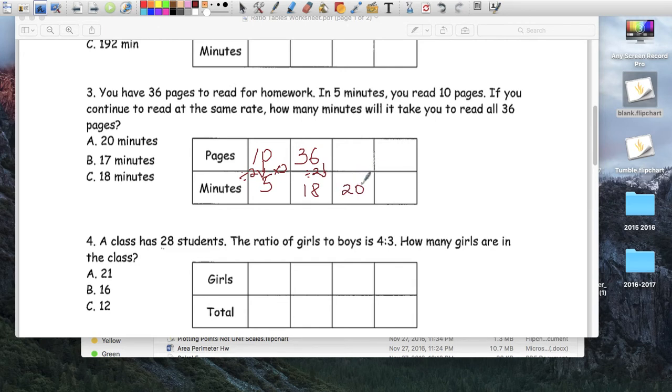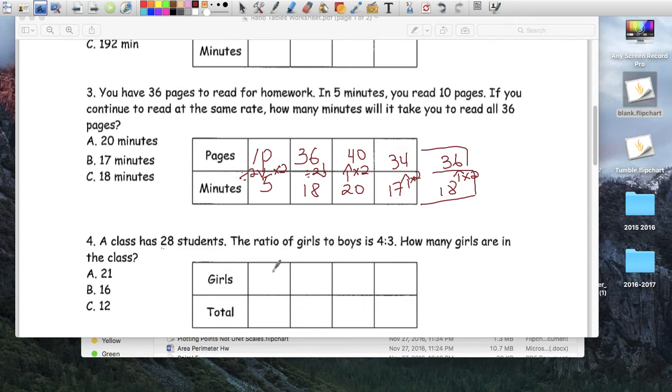So 20, we're going to go up, right? So to go up, it's times 2. That's going to be 40. So in 20 minutes, we read 40 pages. How about 17 minutes? What happens in 17 minutes? Well, let's multiply by 2. That gives me 34 pages. 18 minutes. If you don't have room, just create another box. No big deal. So if I have 18 minutes and I want to find out how many pages I'm going to read, well, times 2. That gives me 36.